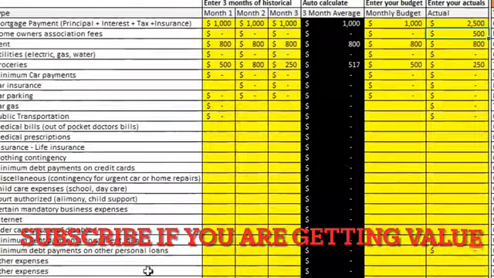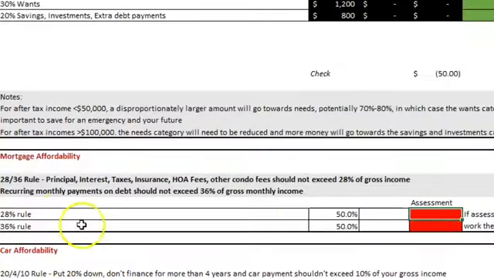So you want to ensure, right, these numbers do not exceed 28% of your gross income. Now, in the bottom here, what we also have is this 36% rule. The 36% rule is not only a combination of your home loans and all of that we talked about, but it's also your car payments and your student loan payments and so on and so forth.